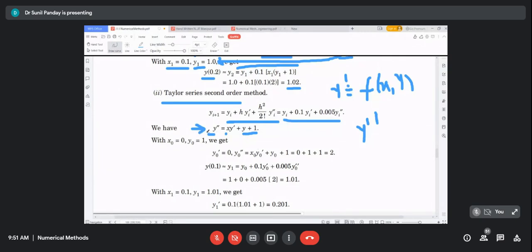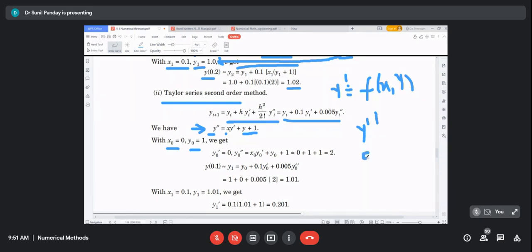So you substitute this value of y double dash here. Now we are calculating this. What is the x naught? This is given. y naught is given. y dash of naught is also required, because when we substitute i equals 0, then we will get y1. So here we require y naught dash, and here we require y naught double dash. So what is y naught dash?